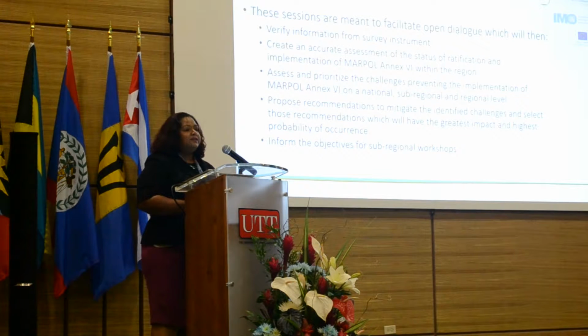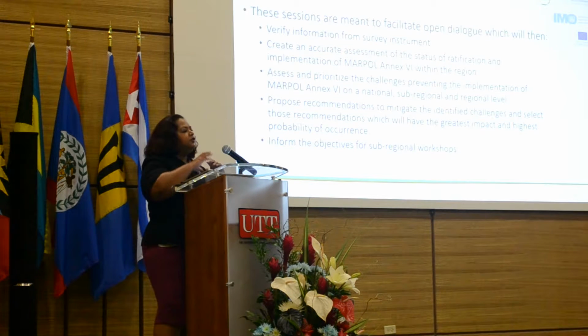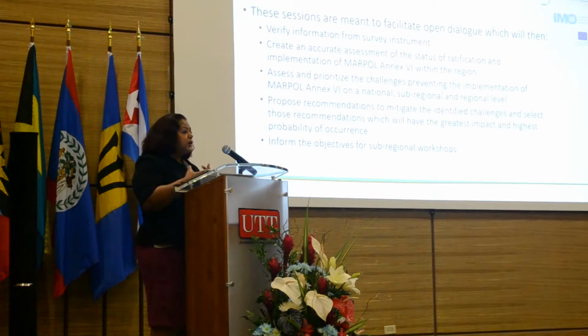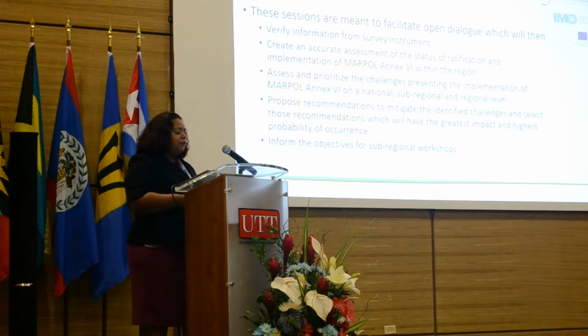Another objective is to assess and prioritize the challenges preventing the implementation of MARPOL Annex 6 on a regional level, but we have to start at the national level. We have to understand what those challenges are at your national level and then feed them up into sub-regional and regional priorities. Propose recommendations to mitigate the identified challenges. Again, nobody knows better what will work in your country than you. We hope to mesh those together so that we can create solutions sub-regionally and then regionally. We will select those recommendations which will have the greatest impact and the highest probability of occurrence.